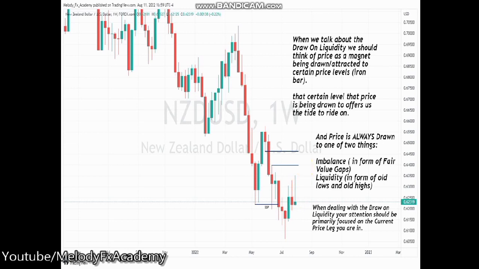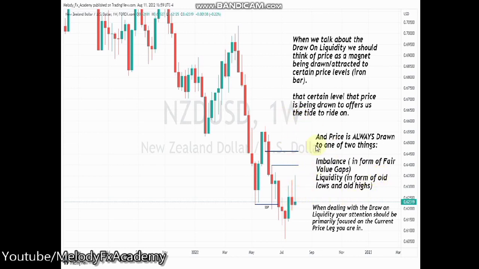What level is that? Okay, then we look up above us. We know that price is being attracted to one of two things: imbalance or liquidity. Imbalance in the form of fair value gaps, or liquidity in the form of old highs and old lows. So now, from this week, we are looking up.